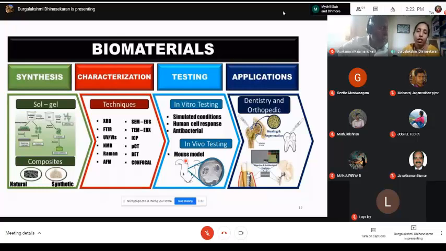Okay, so in the synthesis part, as I'm more interested in the experimental part, I go on with synthesis. Here I have given solvent synthesis, but not only solvent synthesis; a lot of physical and chemical methods are available. So these methods can be adopted for synthesizing the materials. Synthesizing materials can be from a natural source or also a synthetic source.